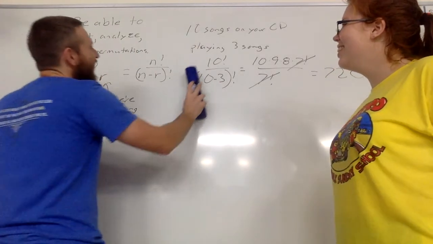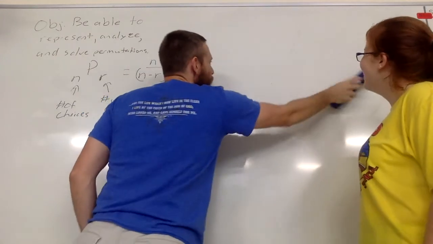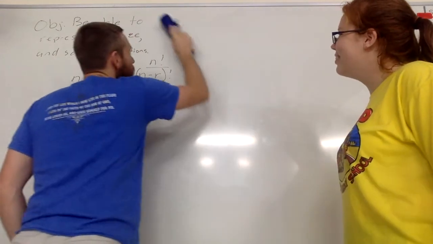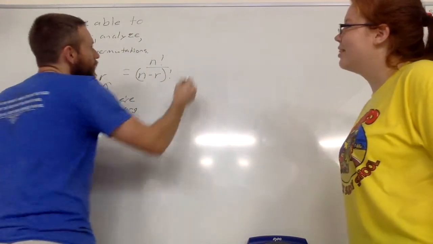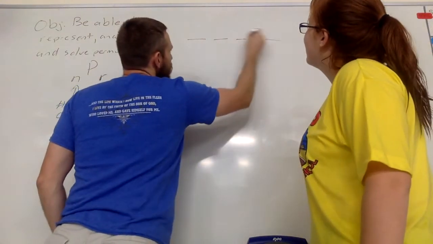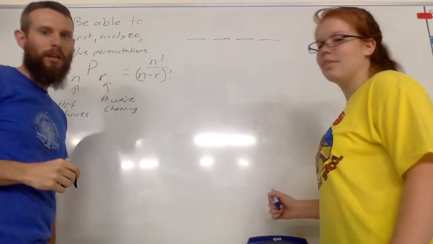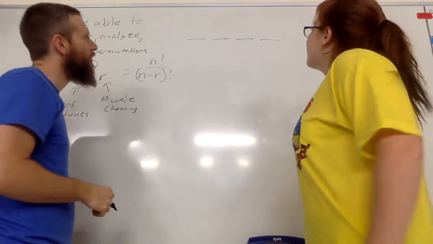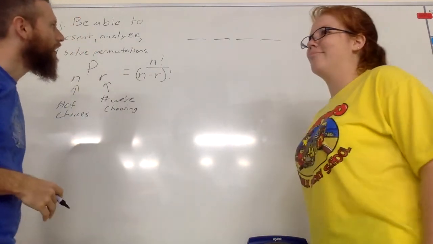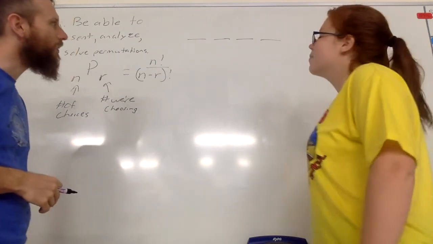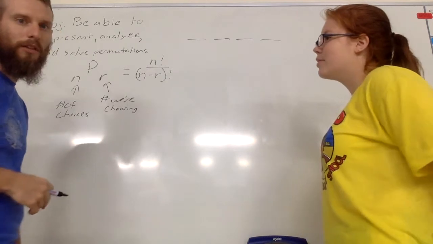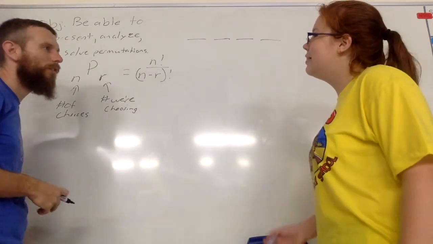Well, I'm glad you asked. If you had 4 letter codes, why don't you solve this one? If I said you're going to have a 4-letter code combination, maybe you're picking a security code, and you have the alphabet to choose from, and none of the letters can repeat. How many different letter codes could you have? You know how to solve that?